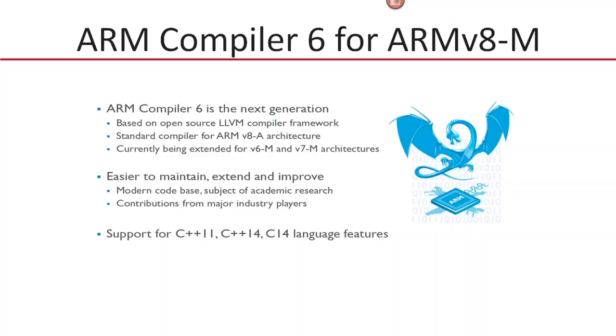So at the moment, if you're developing for the current Cortex-M processors, we'd recommend staying with the ARM compiler version 5 and then moving over to compiler version 6, probably in Q1 or Q2 next year.